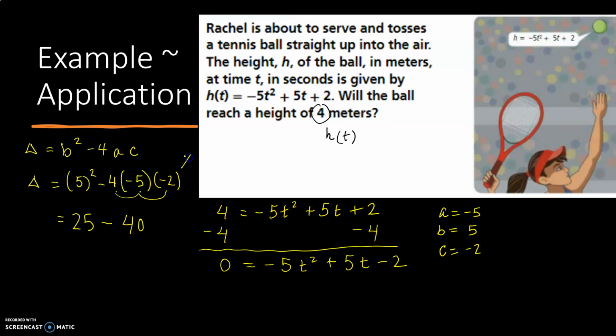Again, if you type exactly this into your calculator, you don't have to worry about order of operations or signs, because you can type it in exactly like that with parentheses and it will tell you the answer. But if you're doing it by hand, you would get negative 15. So that tells you that you have no real solutions, and that means that her tennis ball will never reach a height of 4 meters. 4 meters is about 12 feet, so that is pretty high for a tennis serve. So the answer to this is no, because the discriminant was negative. We have no real solutions.